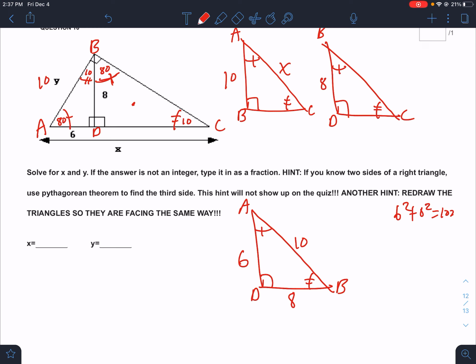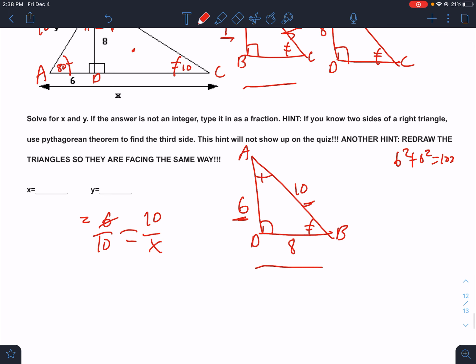So we're just looking for x now, which we can do based on these two triangles. We know that 6 goes with 10, 6 goes with 10, and then 10 goes with x. Reduce, this would be 3/5. So 3x equals 50, x equals 50 over 3.